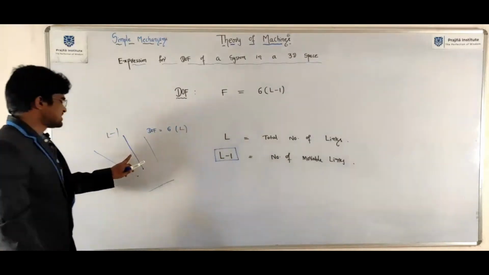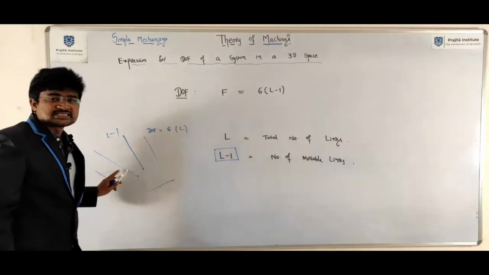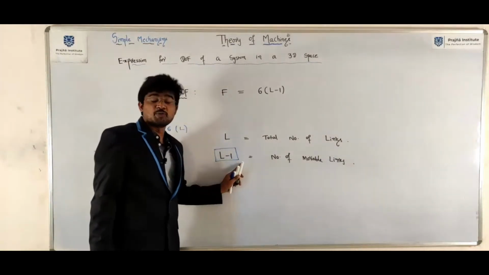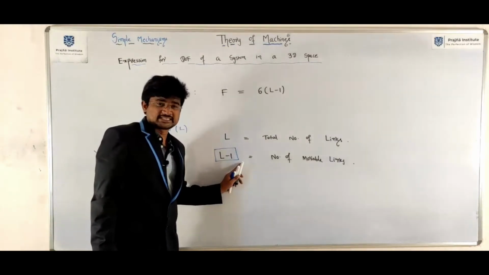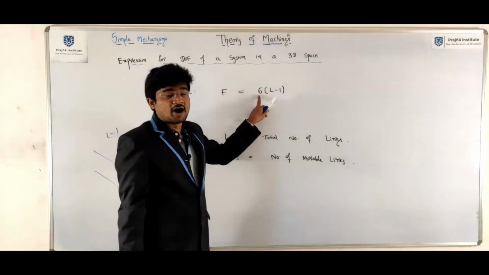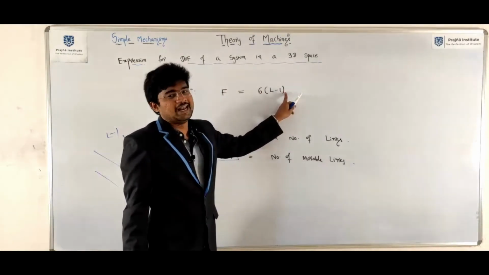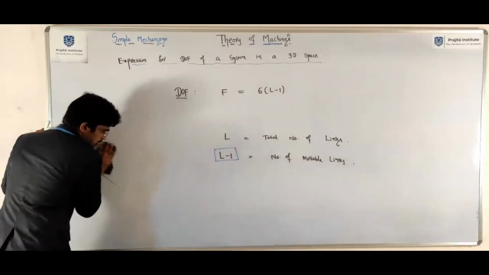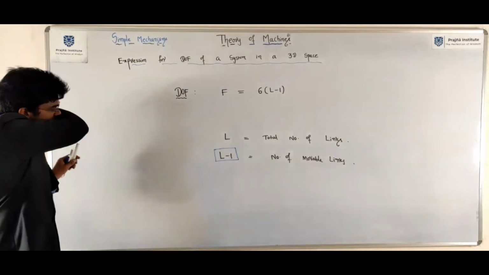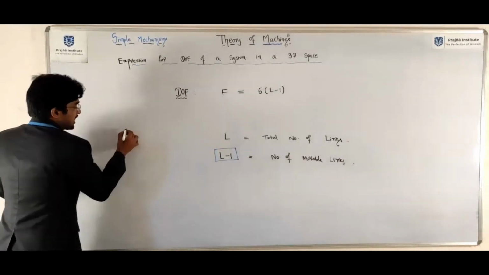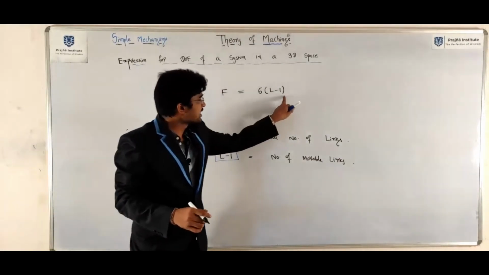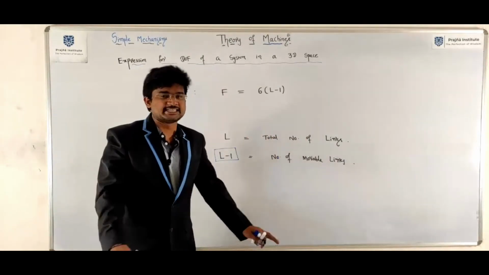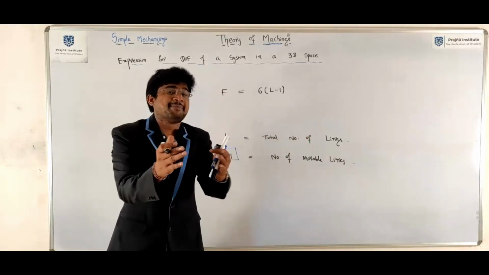One link present in the system, 6 into 1. Two links, 6 into 2. L links, 6 into L. L minus 1 movable links present in the 3D space. What is the degree of freedom of L minus 1 movable links? 6 into L minus 1. Now, initially, L minus 1 movable links are free to move in the 3D space. They are not connected by any joint.